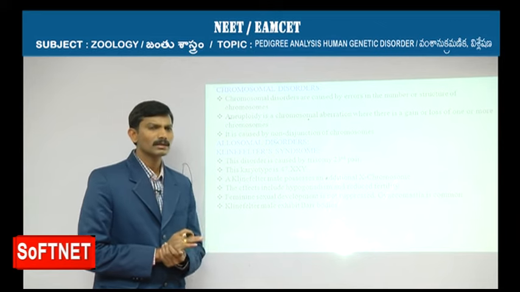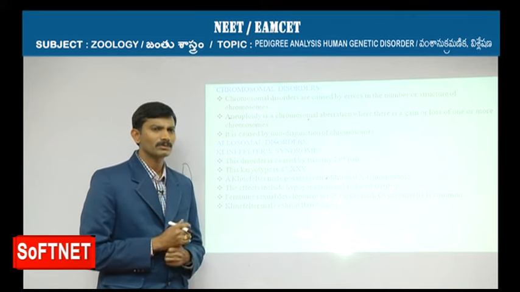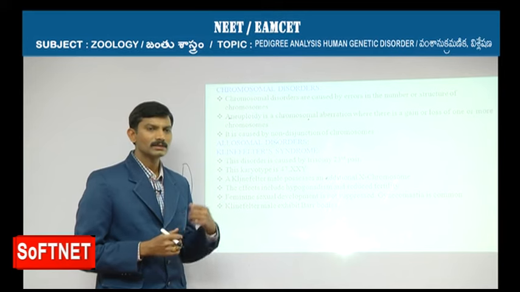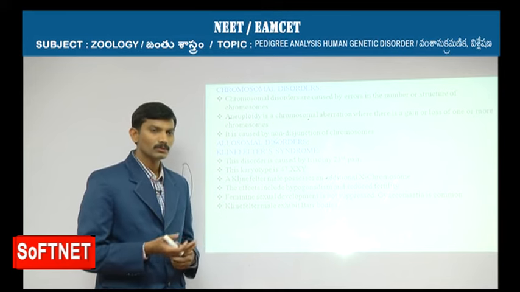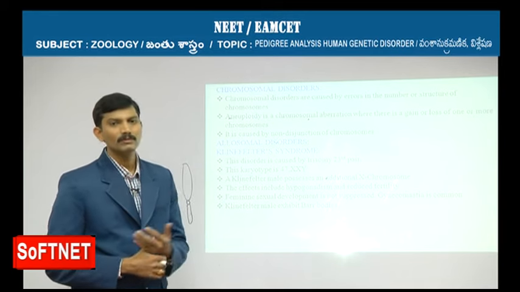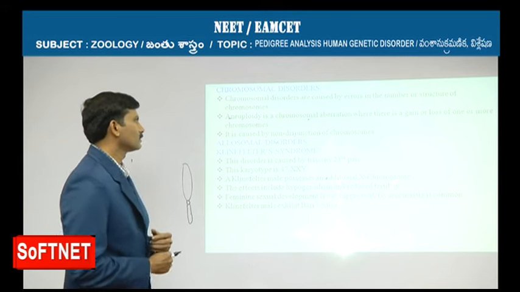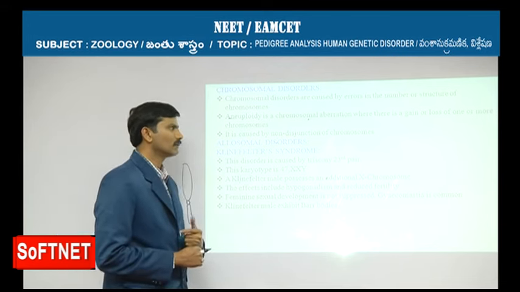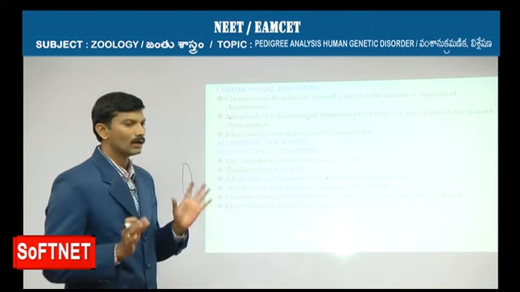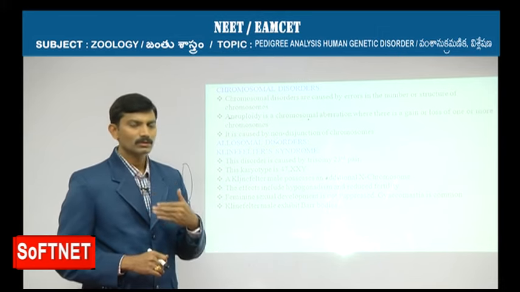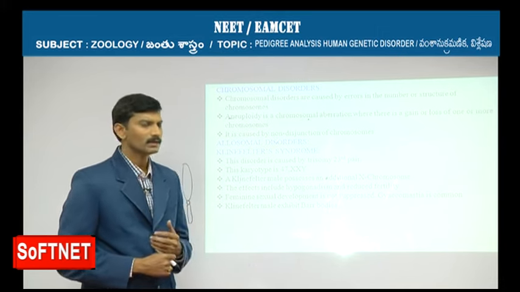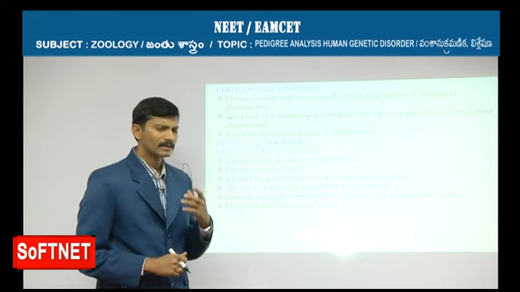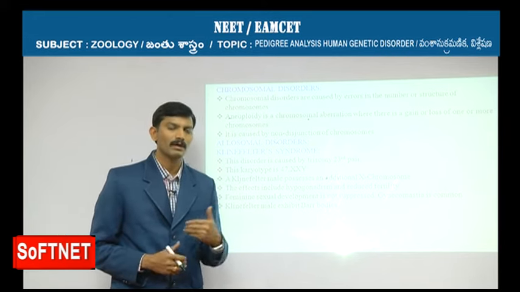So far we studied the disorders with respect to the genes, whereas in these the whole chromosome may get affected, or the number of chromosomes may get affected. Aneuploidy is the chromosomal aberration where there is a gain or loss of one or more chromosomes. So loss or addition, and aneuploidy is actually not an exact multiple of the diploid set of chromosomes.